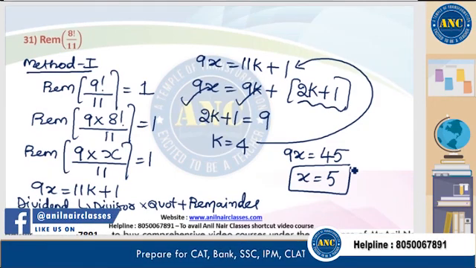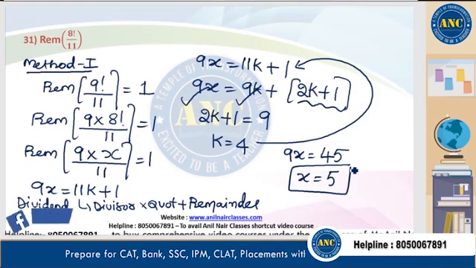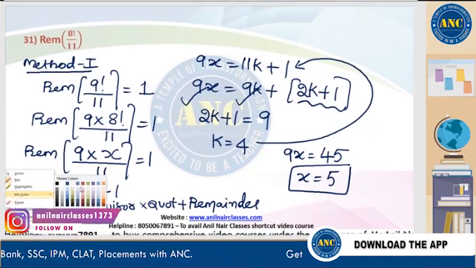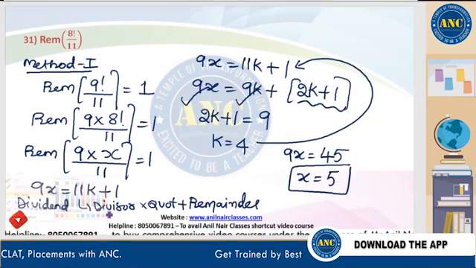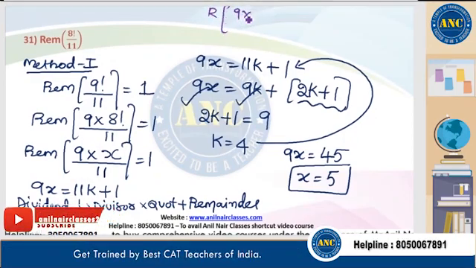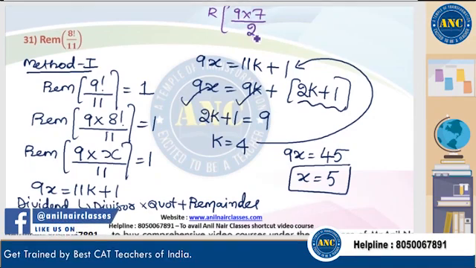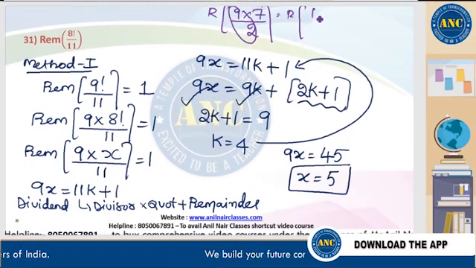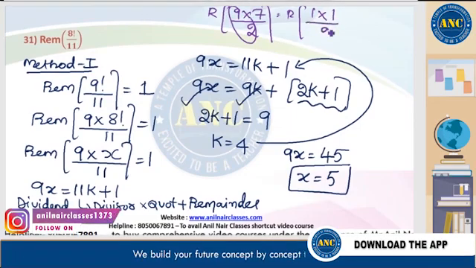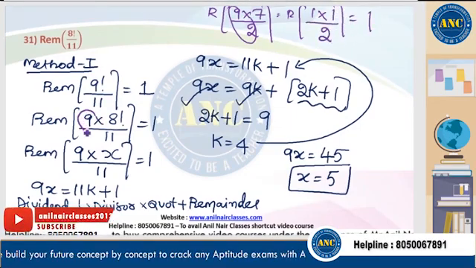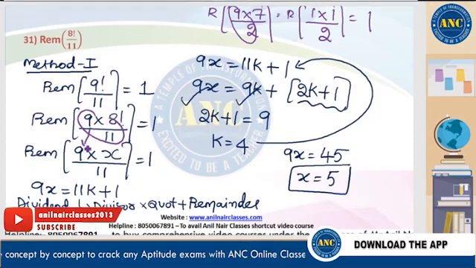Praveen, what is your answer? Now here, Praveen beta, I used this concept. I don't know whether you missed it. Remainder when 9 into 7 is divided by 2: 9 divided by 2 has remainder 1, 7 divided by 2 has remainder 1. If I further divide, the remainder does not change. 9 divided by 11, remainder is 9.